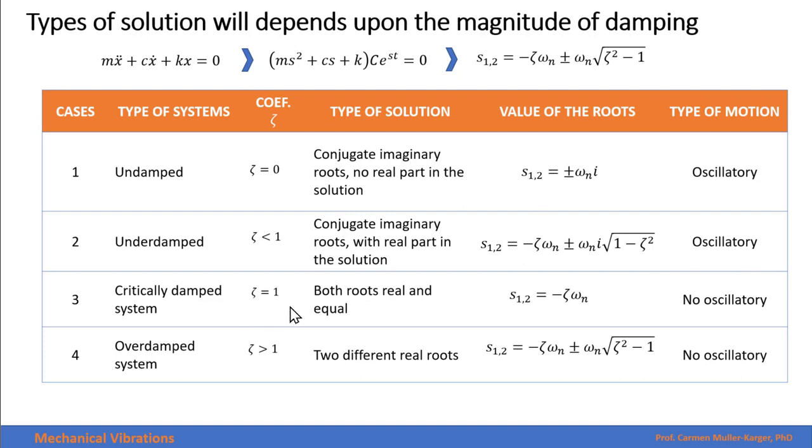When we have zeta equals to 1, the second terms become 0 and both solutions become real and are equal. And finally, when we have zeta greater than 1, we have the solution as it is, and these are two real solutions, and the response is not oscillatory.